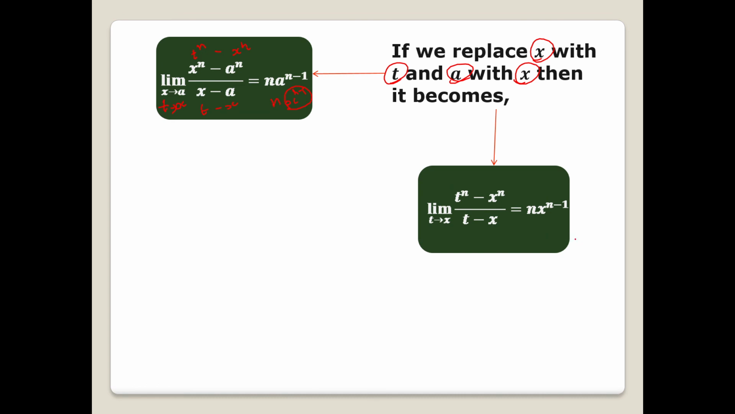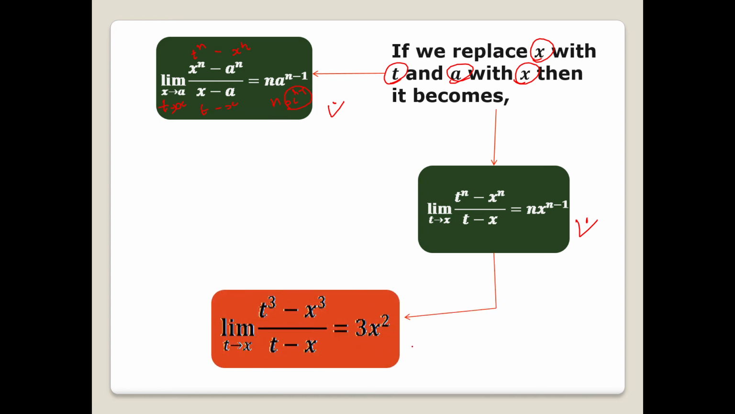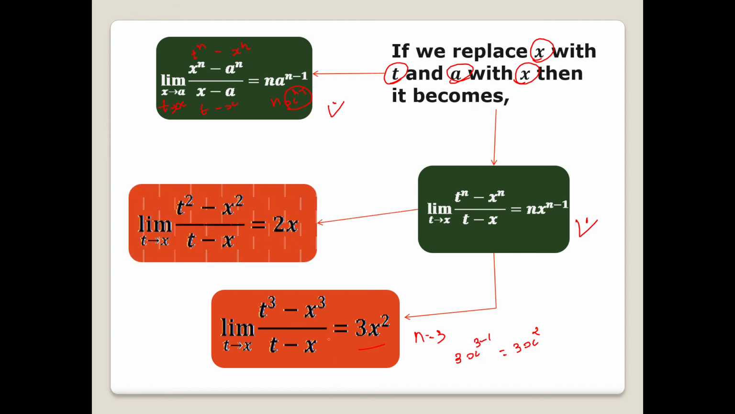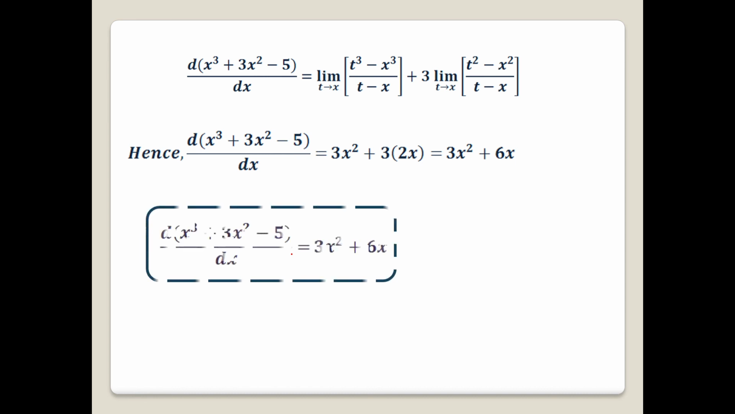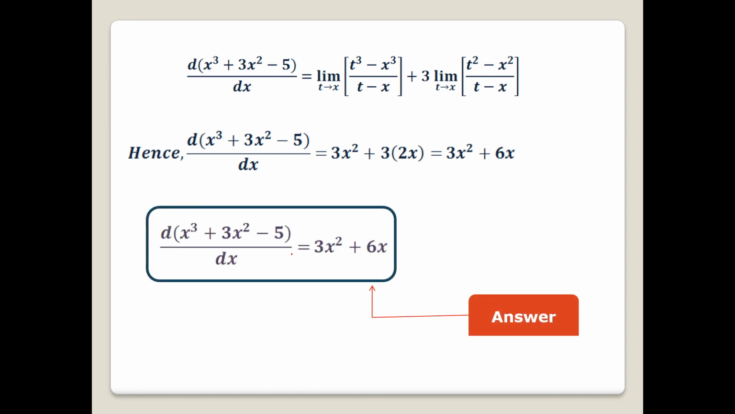So these formula I am going to use, which is nothing but the formula I have just replaced the variables and constants. If I take n equal to 3, the answer is n x raised to n minus 1. That means this will be 3x raised to 3 minus 1. This will equal to 3x square. Okay. And if I take n is equal to 2, it will be 2x. These two expressions are going to be used here. And therefore I am getting the answer 3x square plus 6x.